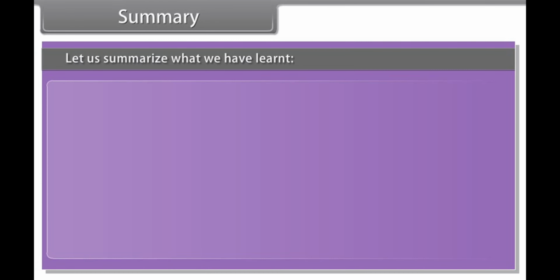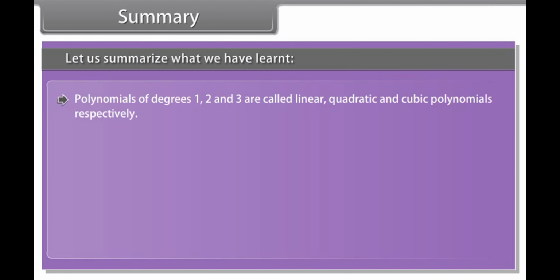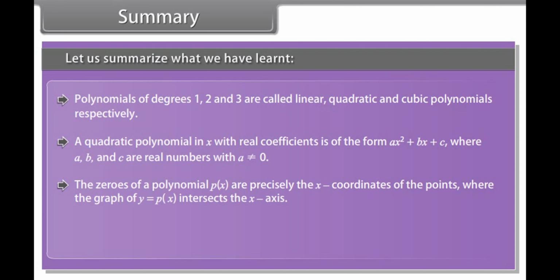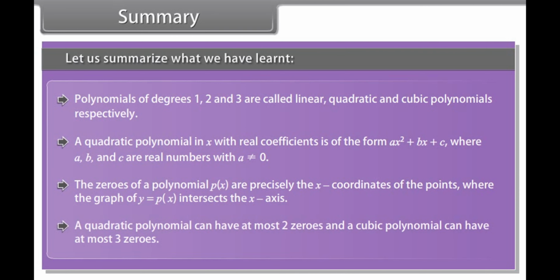Let us summarize what we have learned. Polynomials of degrees 1, 2, and 3 are called linear, quadratic, and cubic polynomials respectively. A quadratic polynomial in x with real coefficients is one of the form ax squared plus bx plus c, where a, b, and c are real numbers with a not equal to 0. The zeros of a polynomial p(x) are precisely the x-coordinates of the points where the graph of y equals p(x) intersects the x-axis. A quadratic polynomial can have at most 2 zeros, and a cubic polynomial can have at most 3 zeros.